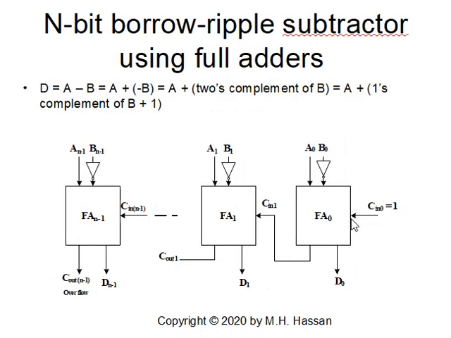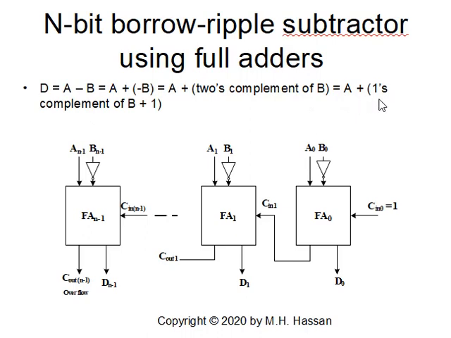The next one is the n-bit borrow ripple subtractor using full adders. The concept here is very simple. When I say the difference D is A minus B, it is A plus (minus B) between parentheses, or it is A plus the 2's complement of B. The 2's complement is the 1's complement plus 1. So it is A plus the 1's complement of B plus 1.